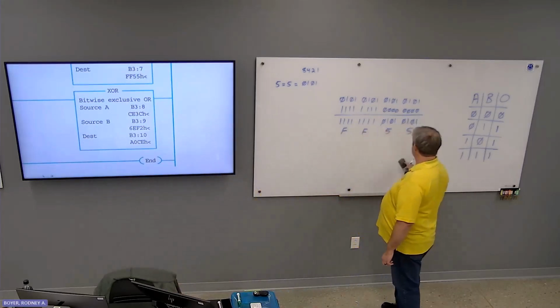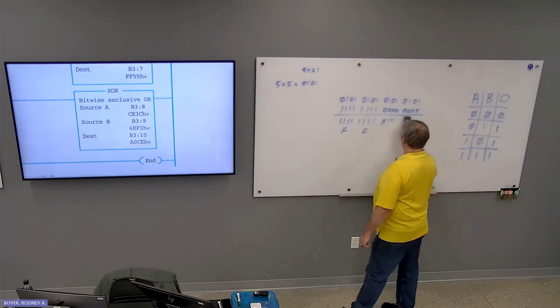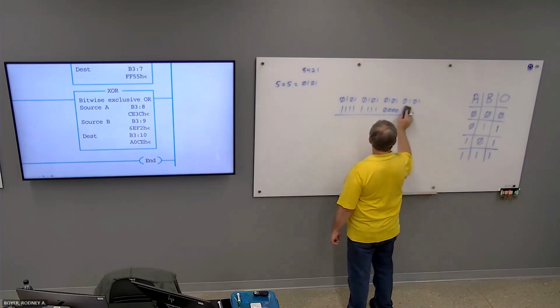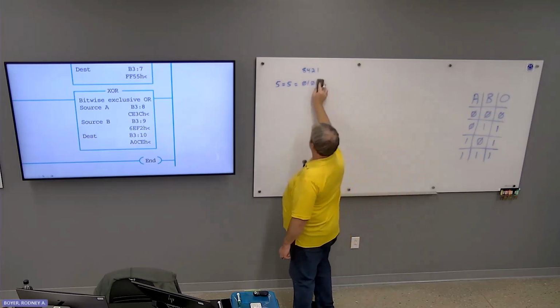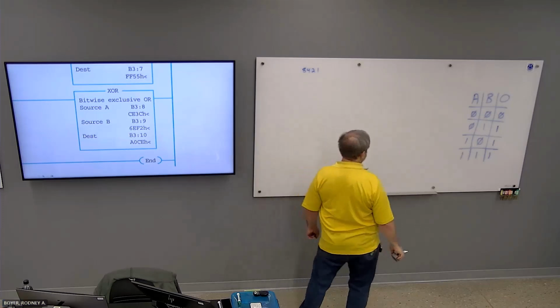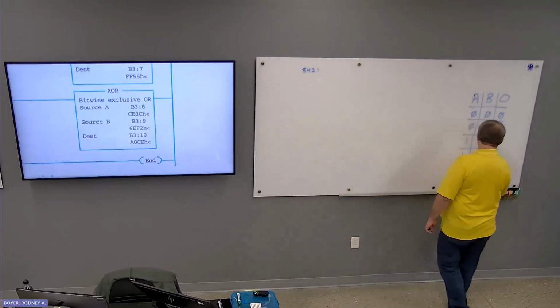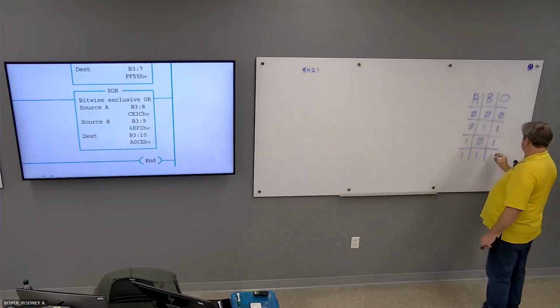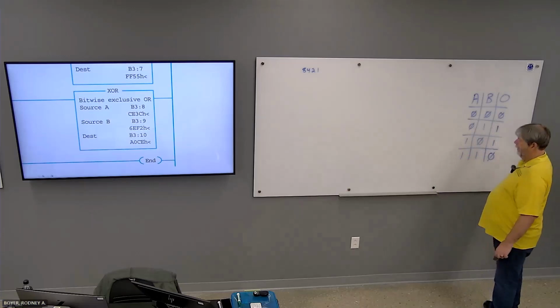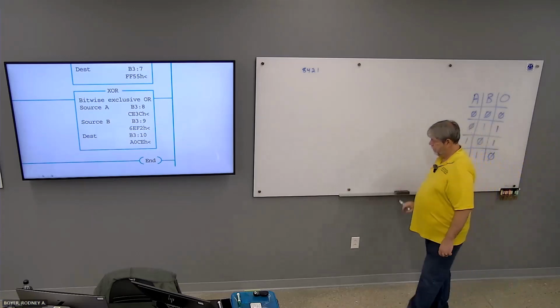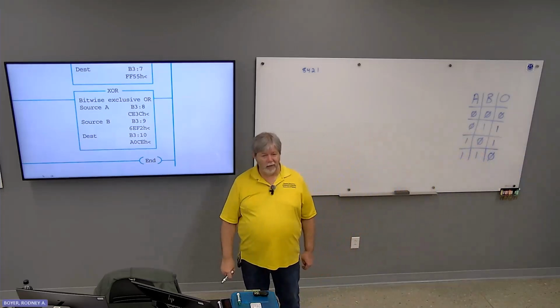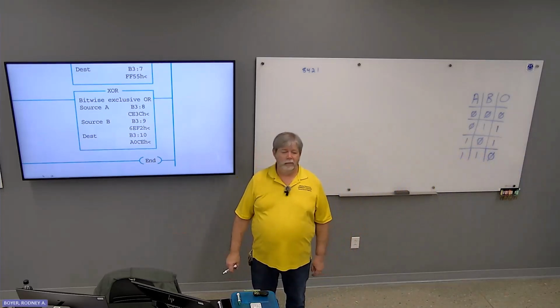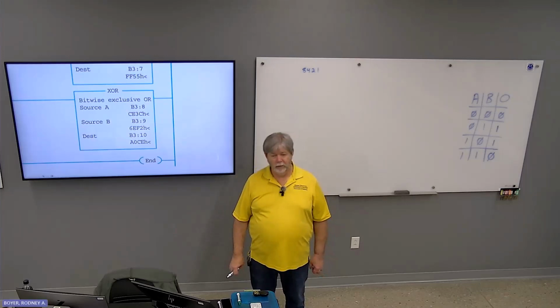Now the XOR is a little different. For some reason, people have trouble wrapping their mind around XOR. Not sure why. If the bits are the same, no matter what they are, 0 out. If the bits are different, 1 out.